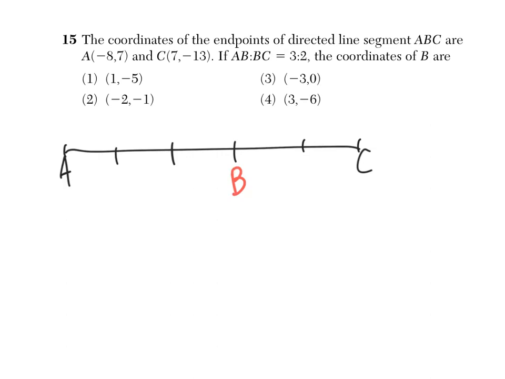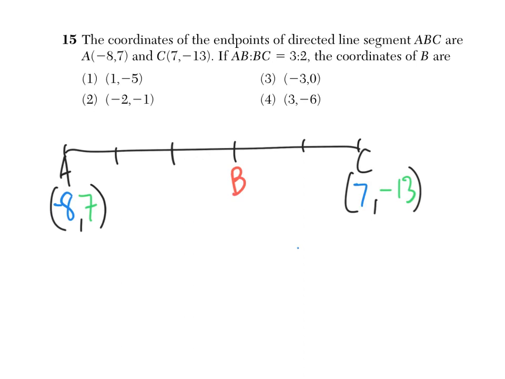Well, the first thing that I'm going to do is write down the x values for A and C. So I know that A is negative 8, C is 7. I know that the y values are positive 7 and negative 13. And you know what I can tell? When I'm looking at the x values, it's going from negative 8 to 7, so they're increasing. And the y values are going from 7 to negative 13, so they're decreasing. We're going to figure out how much they're increasing and decreasing by for each unit.